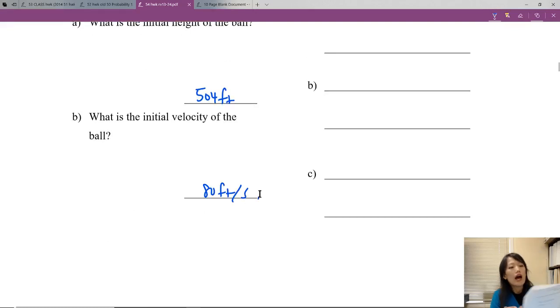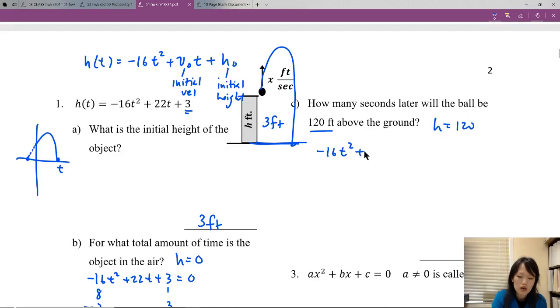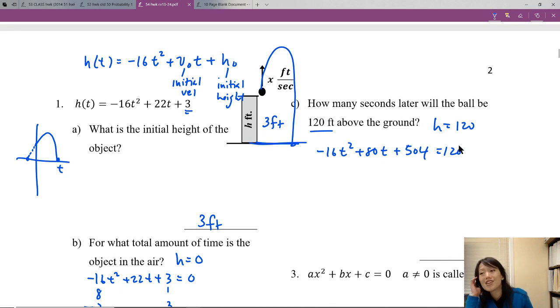Okay, C, how many seconds later will the ball be 120 feet above the ground? So you want h to be 120 and solve it. So you're going to say negative 16t squared plus 80t plus 504 equals 120. Could you possibly hit 120 twice? Yeah, you can go once on the way up, once on the way down. So you could get 2 answers.